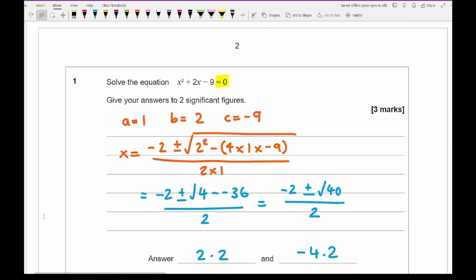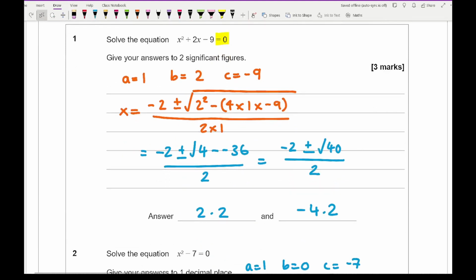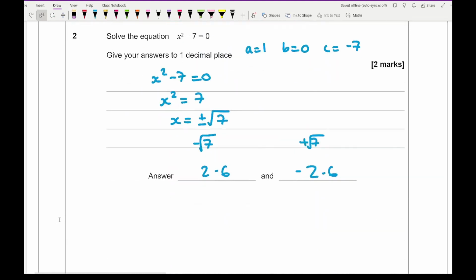Again, just to make sure, I'll go back to question 1. It does say 2 sig fig. I don't know if I said decimal place, which I did, but those answers are to 2 significant figures.